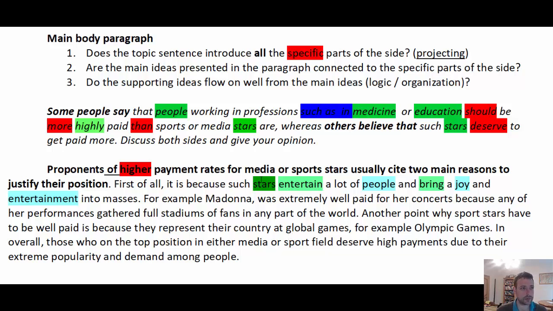In a different example, you might have something like in the exam task, what should parents and the government do? So that means that you need to have parents do, government do, parents do, the government does. Here we've got stars entertain and bring joy and entertainment. So there's nothing wrong with that, really. We've got the word and you can see the first idea, stars entertain a lot of people, so that's a tick. Yep, that's why they should be more highly paid. They entertain a lot of people and bring joy and entertainment into the masses.